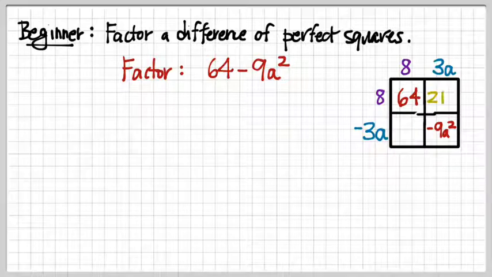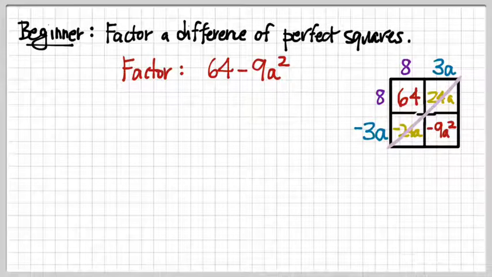24a. And then 8 times negative 3a in this box, negative 24a. And sure enough, if I were to multiply this back out and combine those two terms, they would cancel, which is what we wanted. Right? So we've gotten the factorization that we were looking for. What does it look like in our final answer?